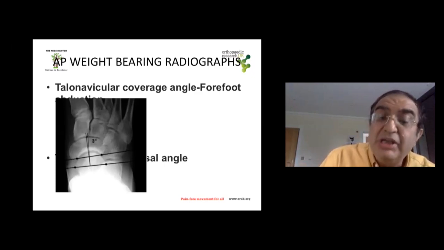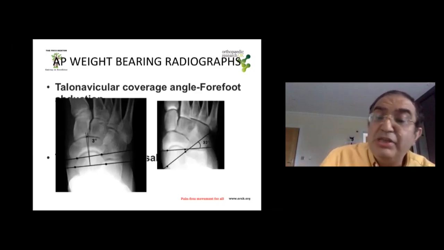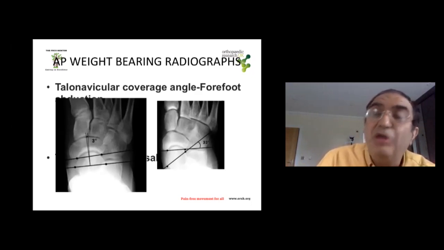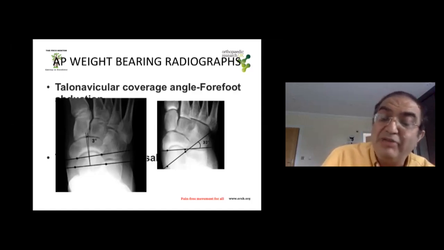In other words, the navicular should completely cover the talar head. Whereas if you look at the next X-ray, you can see that the navicular has subluxed laterally. So the talonavicular coverage angle increases beyond 3 degrees. So this is uncovering of the navicular from the talus. This is the talonavicular coverage angle.